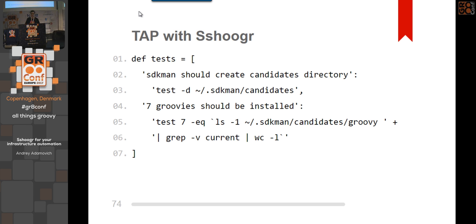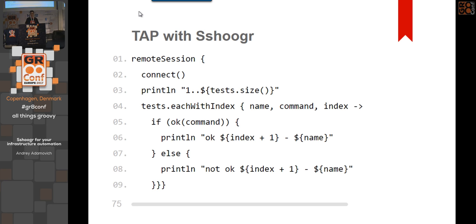And this is a simple piece of code for actually running TAP with Sshoogr. Let's say we have a set of commands we want to test, and then we can go through these commands and verify that if the command is executed, then we print OK.